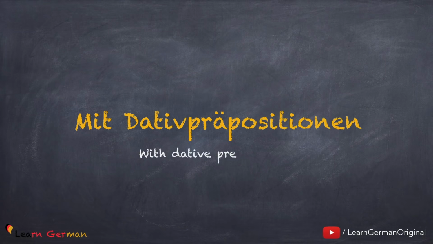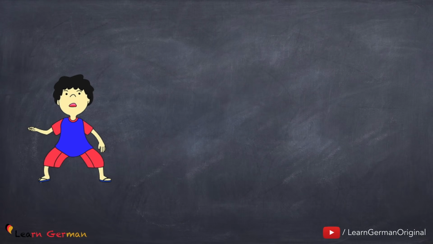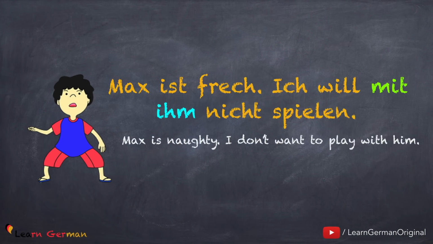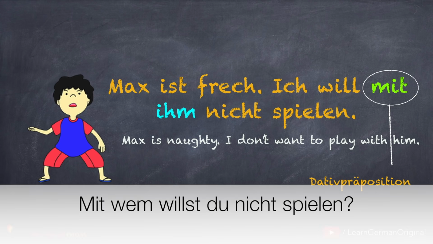Another case where you could use ihm is with dative prepositions. Mit Dativpräpositionen. Here's the first example. Max ist frech. Ich will mit ihm nicht spielen. Since mit is a dative preposition, the personal pronoun following it will be in dative. In this case, ihm. The question that you will put up here will be, mit wem willst du nicht spielen?